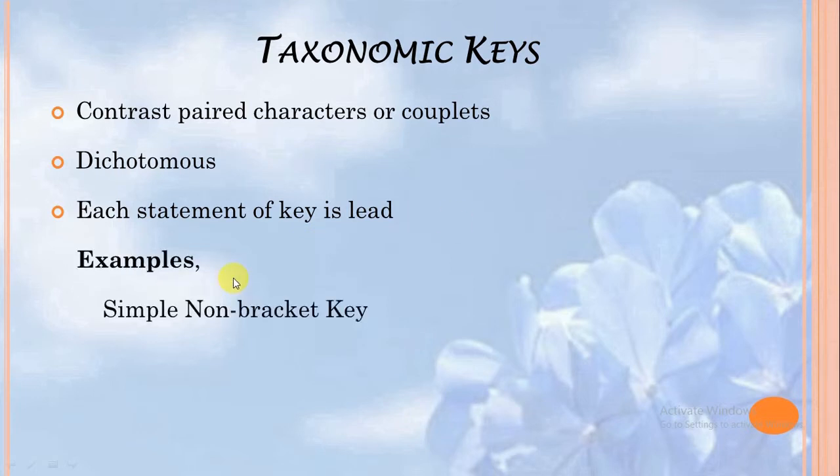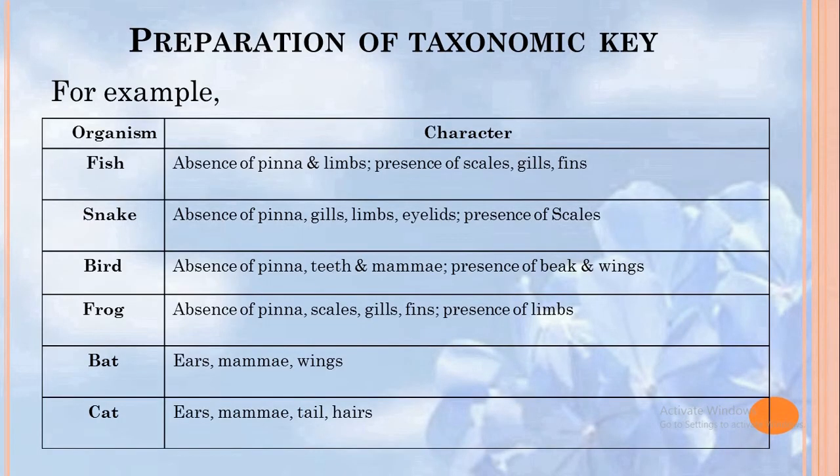Examples of taxonomic keys are the simple non-bracket key, bracket key, and indented key. These are the most popular kinds of taxonomic keys, and besides these there are other kinds, including the pictorial key, circular key, and box key, which are specifically meant for field studies.